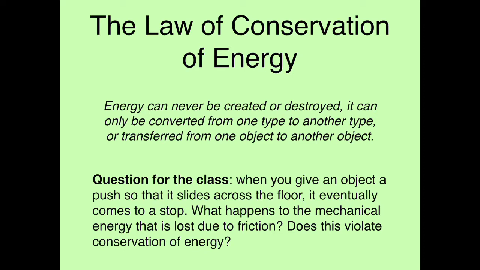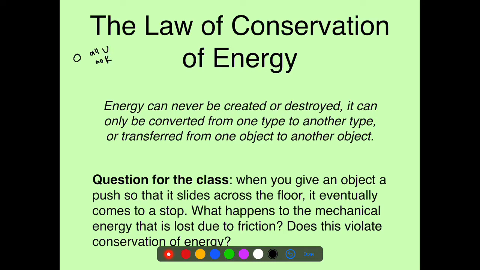So when we say energy can be converted from one type to another type, a very simple example of that would be if you drop an object from some height. So initially, it's all potential and no kinetic. But then as it begins to fall, it picks up speed and it loses height, it loses potential energy. So what we say is potential energy is being converted to kinetic energy as it falls down.